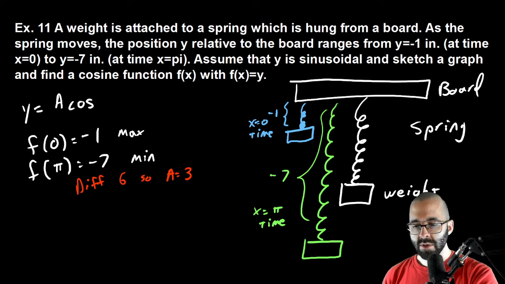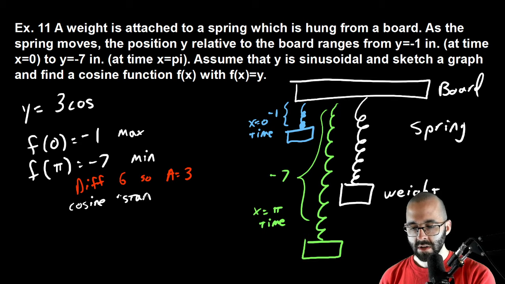Is A negative or positive? Cosine is what it wants. Cosine starts at the maximum, at the top.